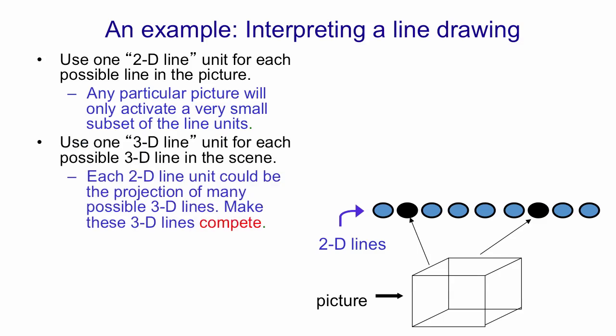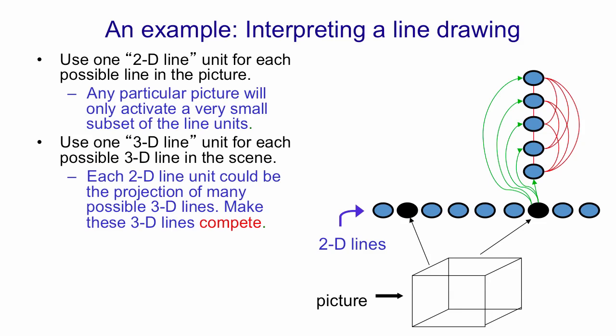Now, what we're going to do is have a whole bunch of 3D line units, one for each possible 3D line or 3D edge. So each of the 2D line units could be the projection of many different possible 3D lines. We therefore need to make the 2D line unit excite all those 3D lines, but we also need to make them all compete with one another, because you can only see one of them at a time.